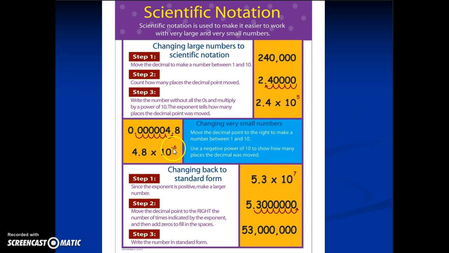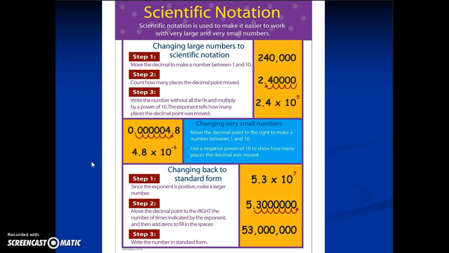Now, because this number was smaller than 1, and also because you moved the decimal to the right, this becomes or is written as a negative power of 10, or a negative exponent. So when you're reading scientific notation, if the exponent is positive, that means you've got a number bigger than 1, and when it's negative, it means that the number is less than 1.